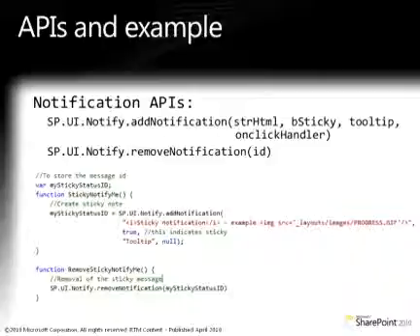We first add the notification with the sticky option enabled and store the status identifier. Since the status identifier has been stored, we can use that also to remove the message from the UI.